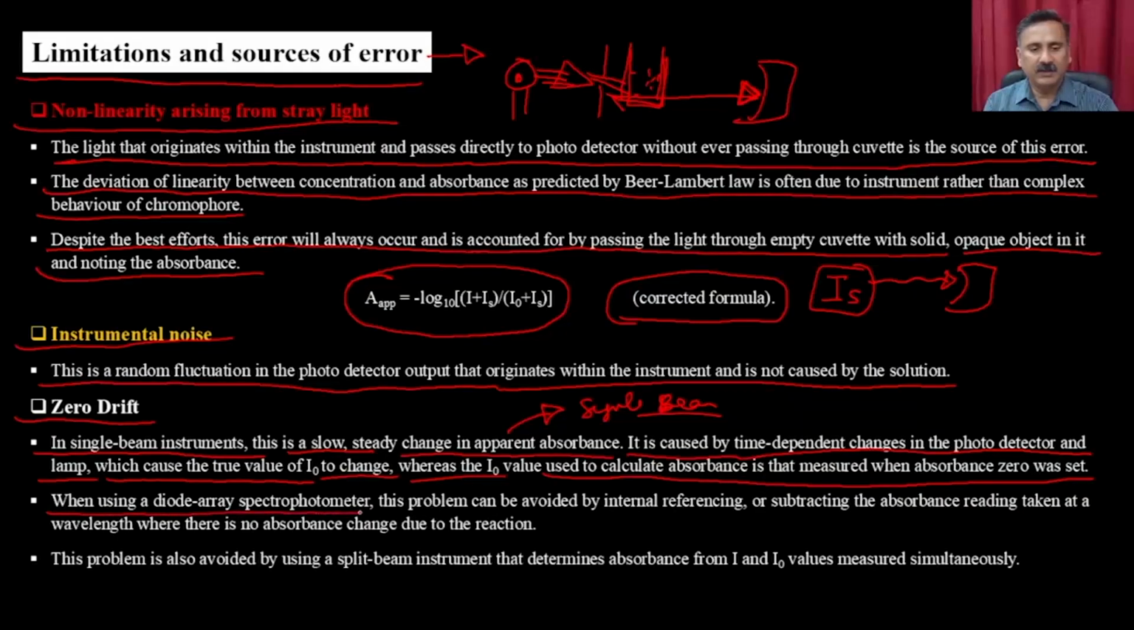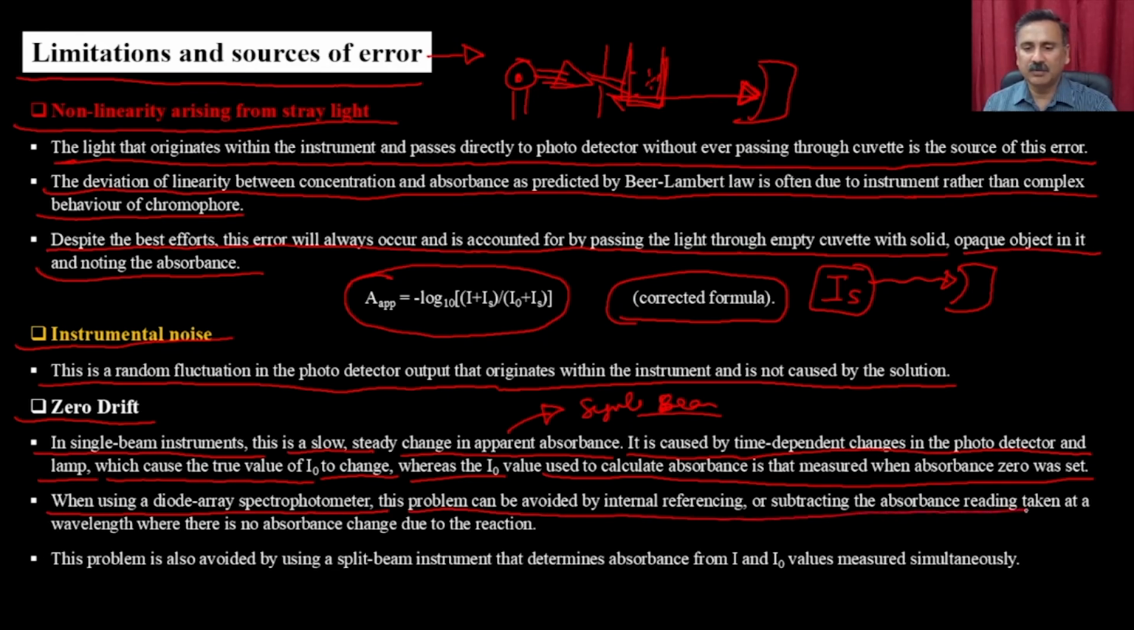But the value which you measured 10 minutes back may actually change over the course of time because the bulb is going to warm up, or some other artifacts may happen. Those things cannot be accounted for in single beam instruments. Because of that, double beam instruments are more preferred because they are more helpful.